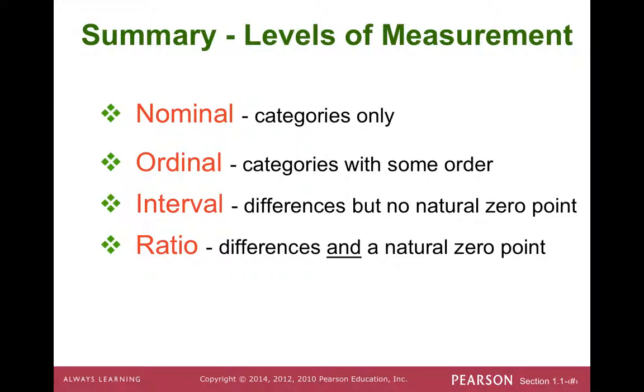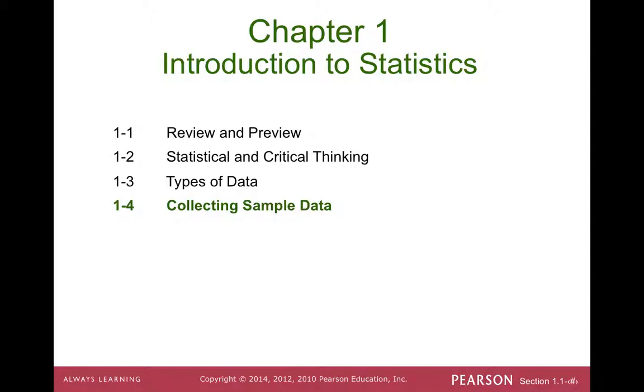So the levels again: nominal, ordinal, interval, and ratio. Nominal and ordinal deal with categories. Interval and ratio deal with numbers. In the fourth section, we'll talk about collecting sample data.